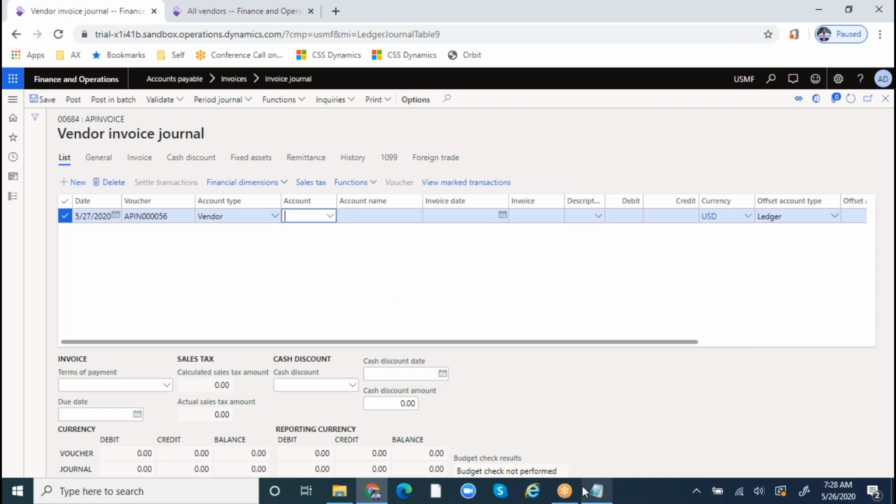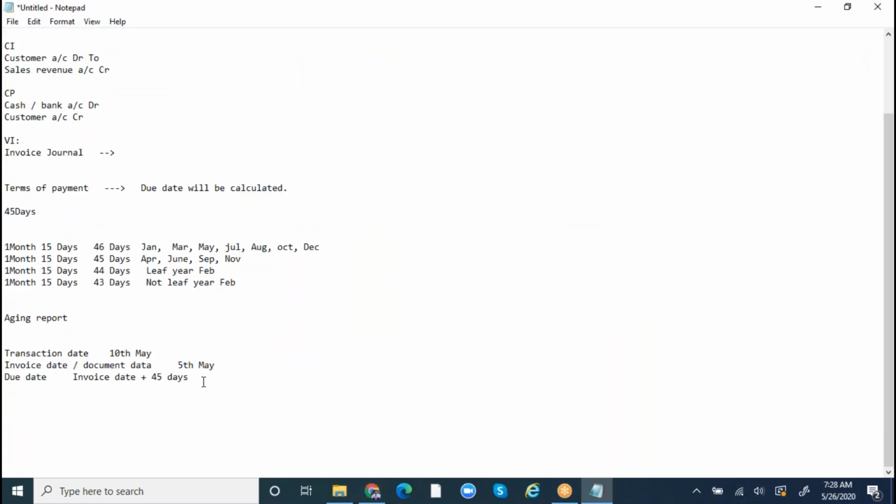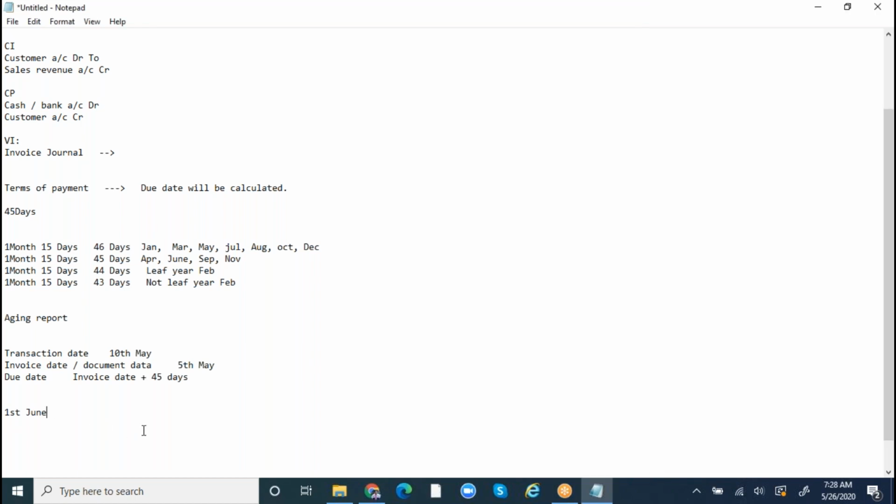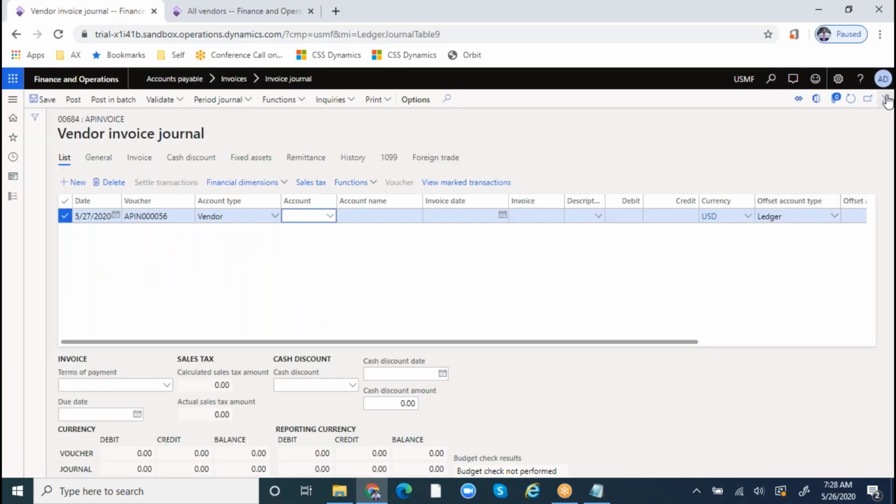One thing I want to give you here, one piece of information. Suppose today it is 1st of June. Take the example of 1st June. 1st June is Monday. There are so many pending transactions for 31st May or 30th May. This may occur. Am I right? Every time.